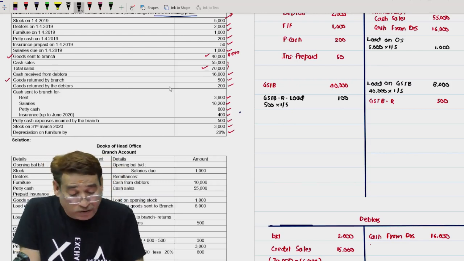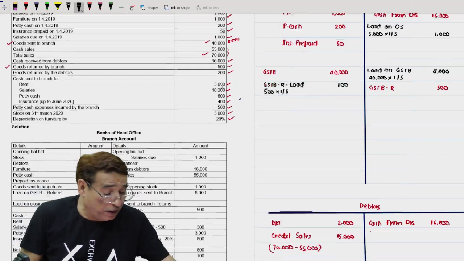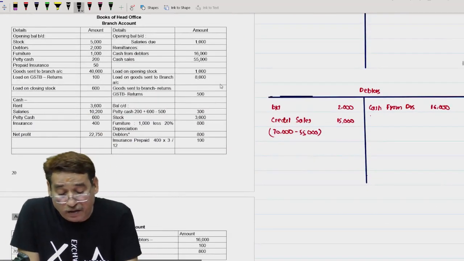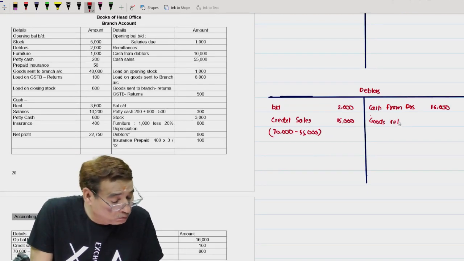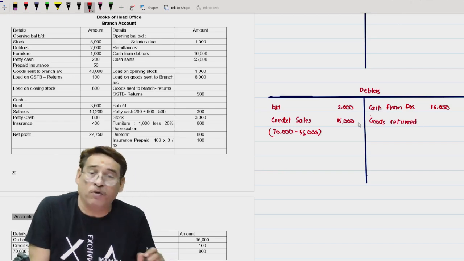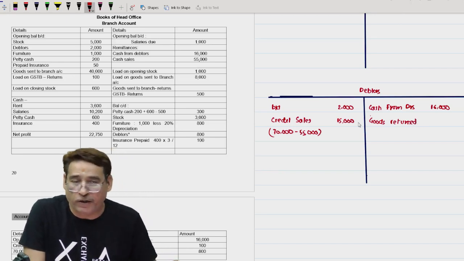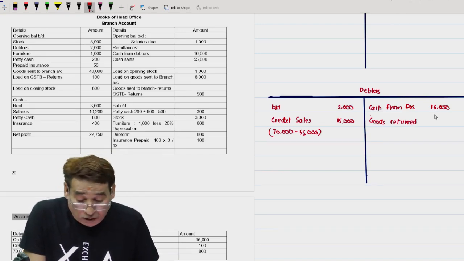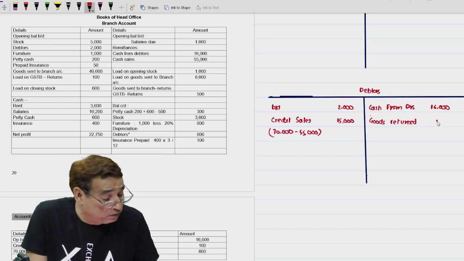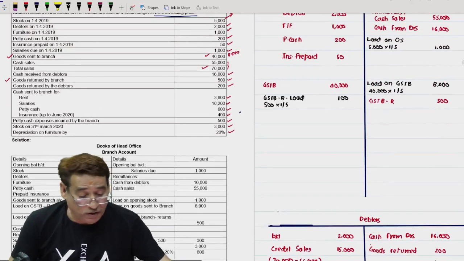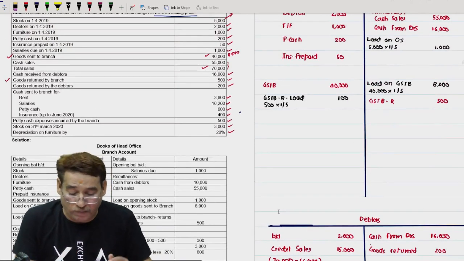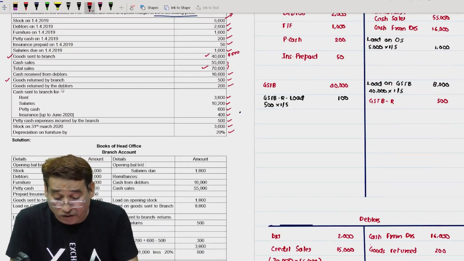Very next item is goods returned by debtors. Now these goods have been returned by debtors. So towards the credit side of debtors account, I will write here goods returned by debtors. It suffices to write goods returned because this is debtors account. Obviously, it means goods have been returned by debtors, and amount actually is 200. No question of any loading on goods returned by debtors, correct? Because it is a transaction taking place between branch and branch debtors.